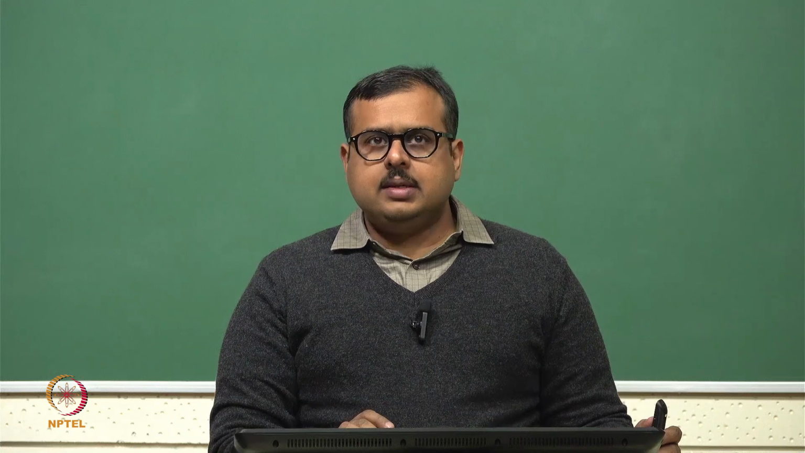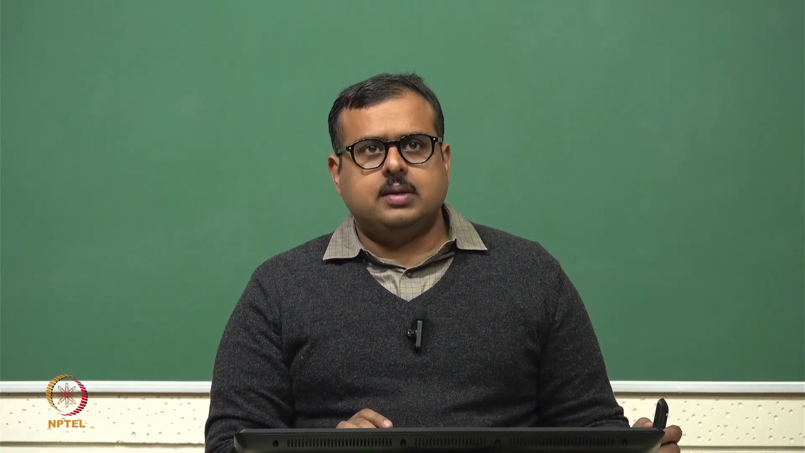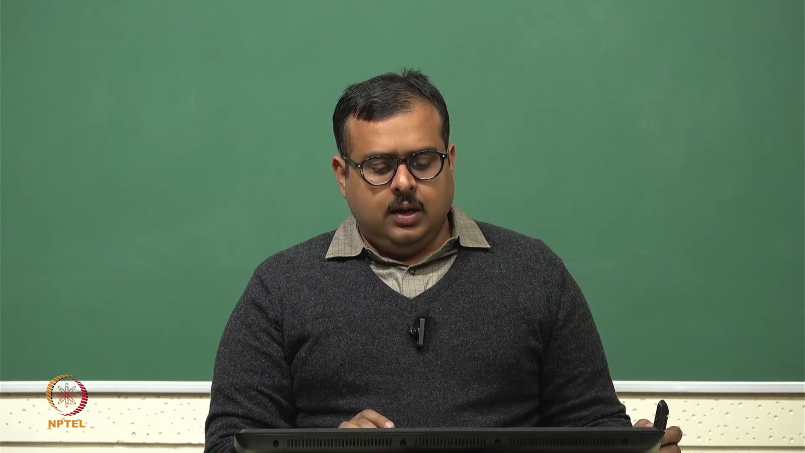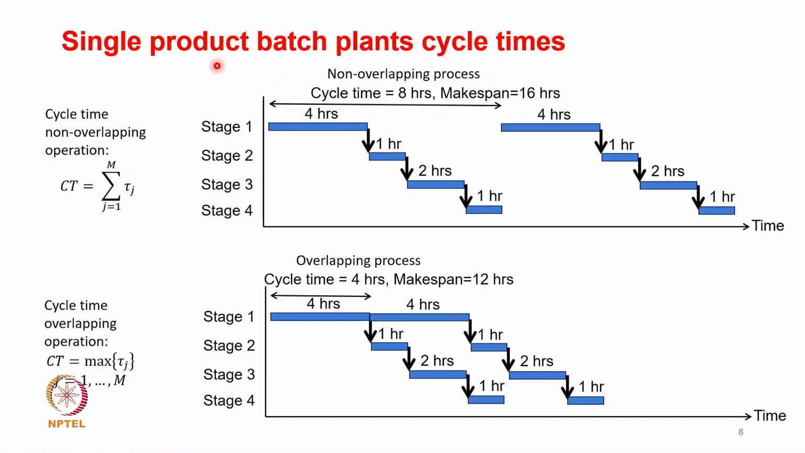how you can minimize the cycle time in a single product batch plan. The single cycle time is something that actually limits the operation of an equipment when the operation is repeated. So let's assume that the processes are non-overlapping, which essentially means that you are doing the process sequentially. You are at stage 1, then you move to stage 2, then stage 3, then stage 4. Once all the stages are completed, stage 1 is reactivated for the second batch operation.